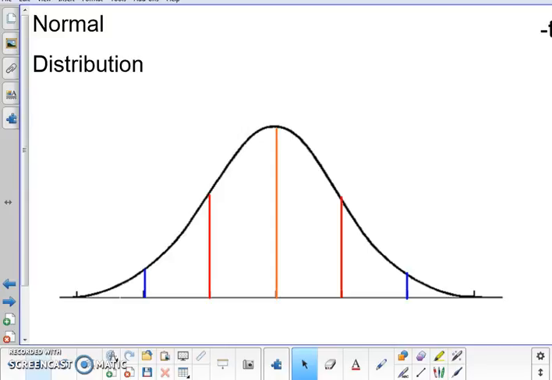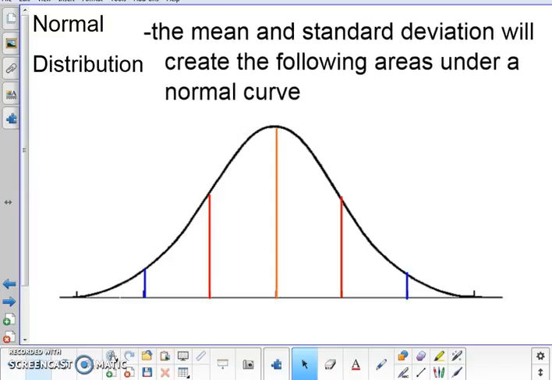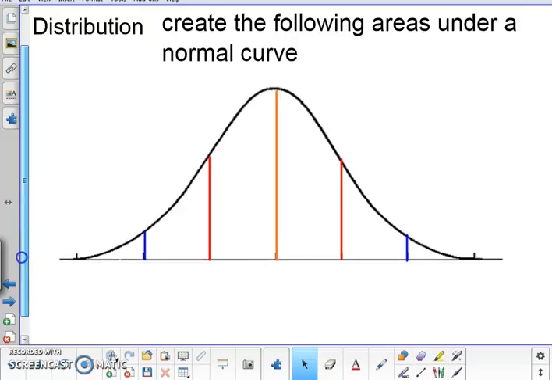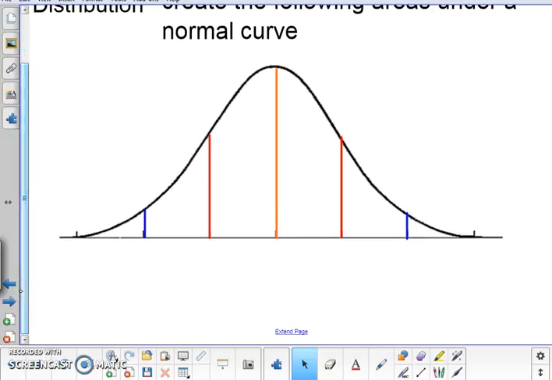Well, normal distribution is talking about the mean and standard deviation. And so the mean and standard deviation will create the following areas under a normal curve. And we're going to talk about those different areas here, and we're going to fill up this normal curve with the different percentages. If you need to pause the video to write those notes down, go ahead, but I do need to move on here.